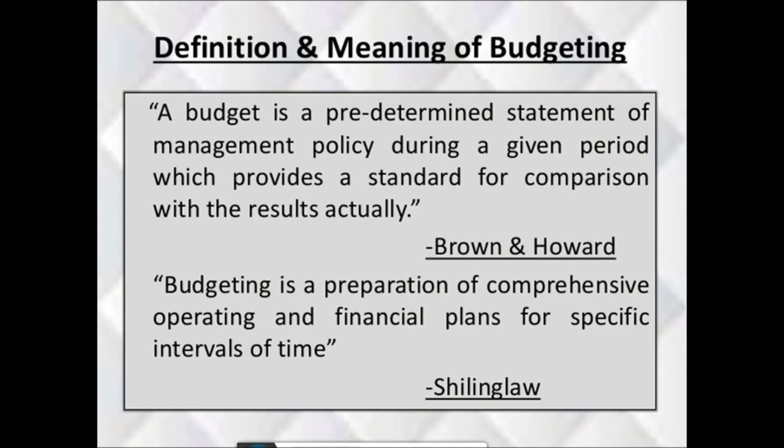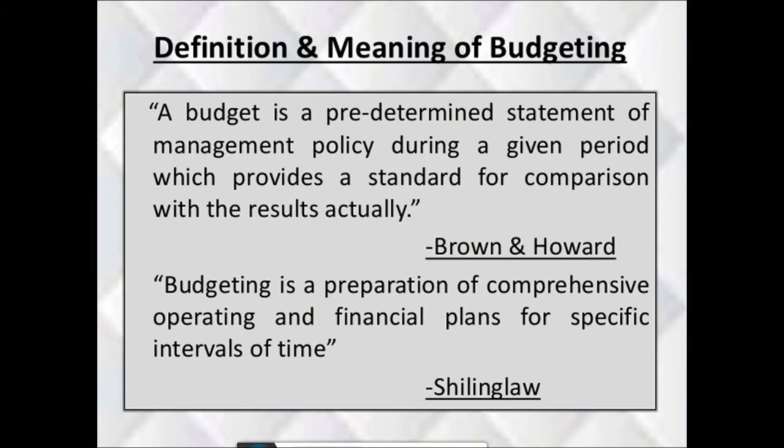A budget is a predetermined statement of management policy during a given period, which provides a standard for comparison with the results actually achieved. Another definition says that budget is an estimate of income and expenditure for the set period of time. Generally, this period of estimation is 1 year, and if it goes beyond this, then it is called a projection.